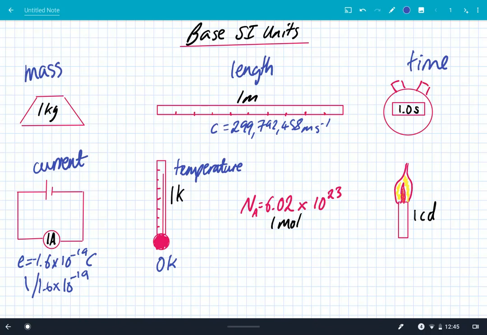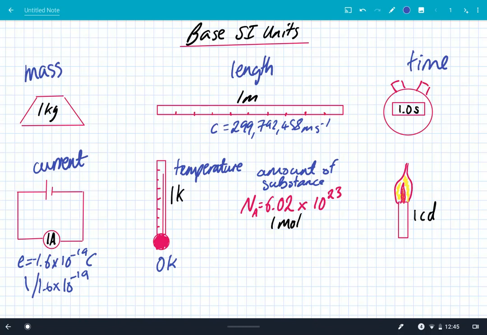The next quantity is that of amount of substance. And this is used in chemistry very often. When we're dealing with chemicals, we often measure them in terms of moles. And a mole is defined using Avogadro's number, which is 6.02 times 10 to the 23 particles. This is the same, so a mole of carbon is the same number of particles as a mole of water, 6.02 times 10 to the 23.